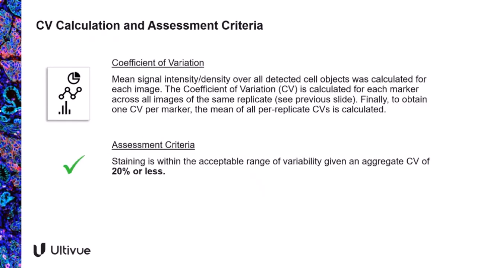We addressed the reproducibility by computing the coefficient of variation for the mean signal intensity computed on all cells, and also the cell density over all detected cells. For our assessment criteria, we chose that staining that is within 20% or less of the CV, we treat as an acceptable range of variability.